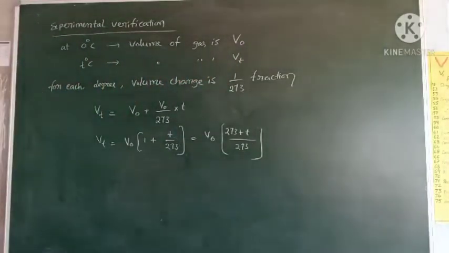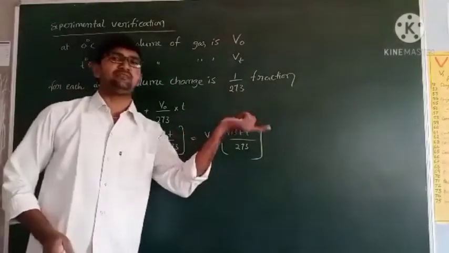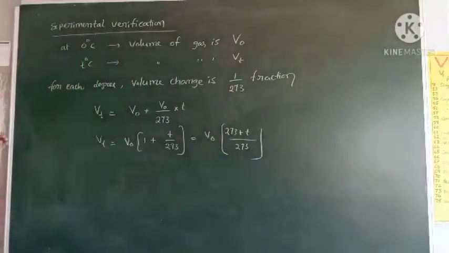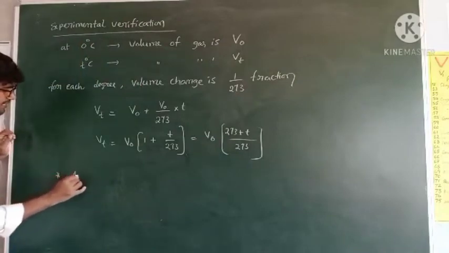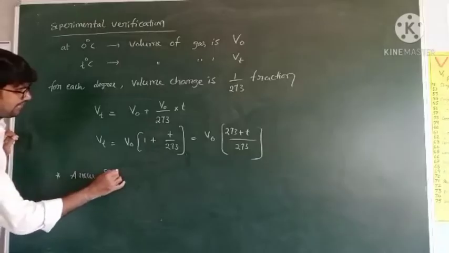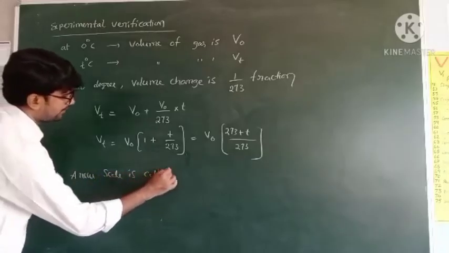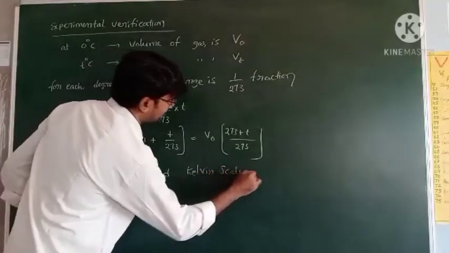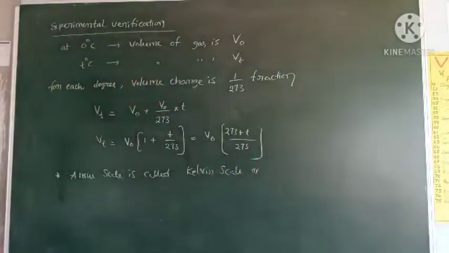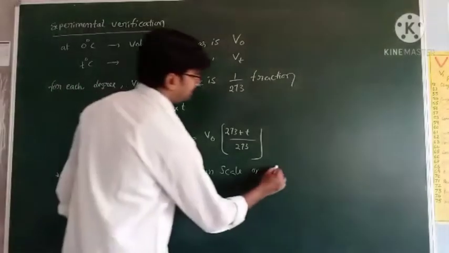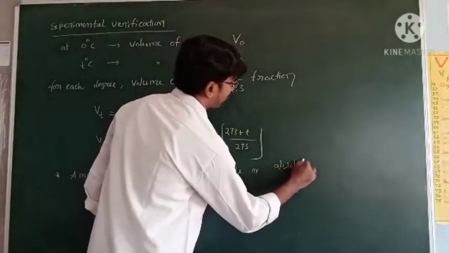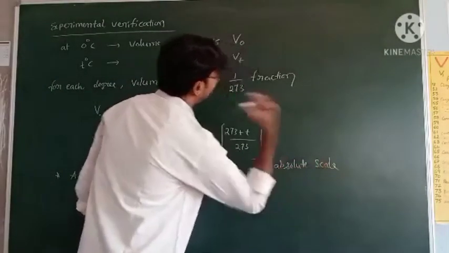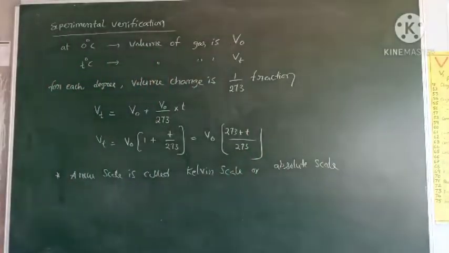Okay now, this scale where 273 fraction changing is there, this scale is called Kelvin scale or absolute scale. So a new scale is introduced. A new scale is called Kelvin scale or absolute scale. Okay, right. So what does absolute zero temperature mean?